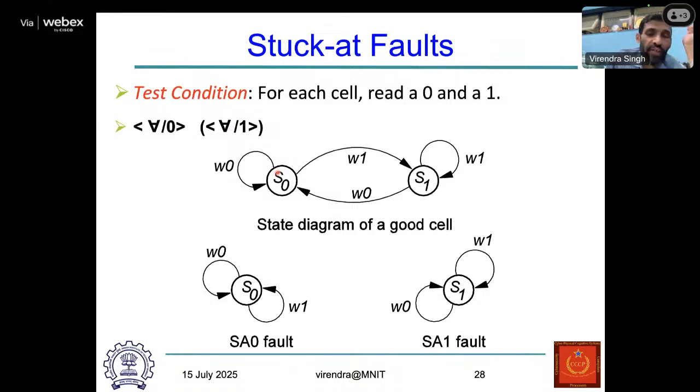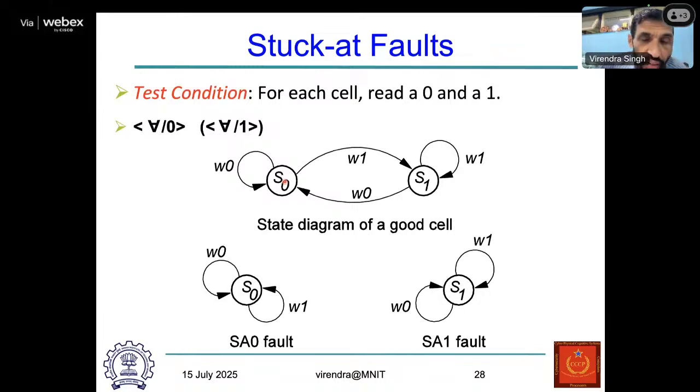Now if it is in state S0, that means it is holding value 0, and if I write 0 again in this case, it will stay in the same state. If I write 1, it will go to the state S1. In state S1, if I write 1 again, it will continue to stay in the same state. Otherwise, if I write 0, it will come back to state S0. This is the write behavior of a cell.